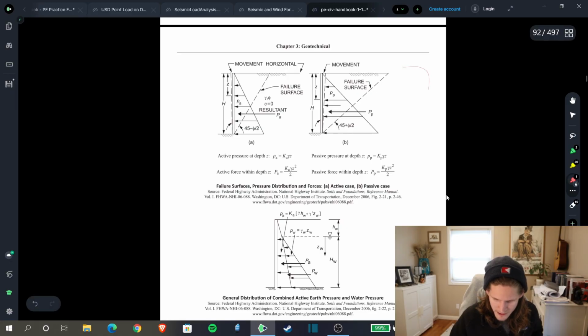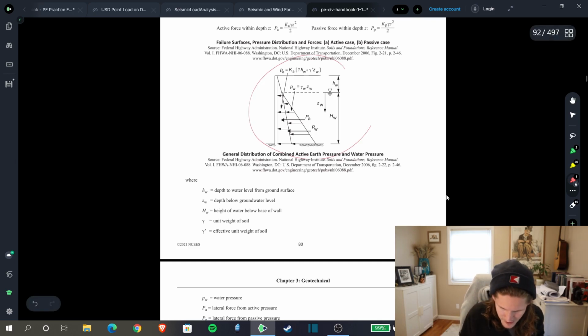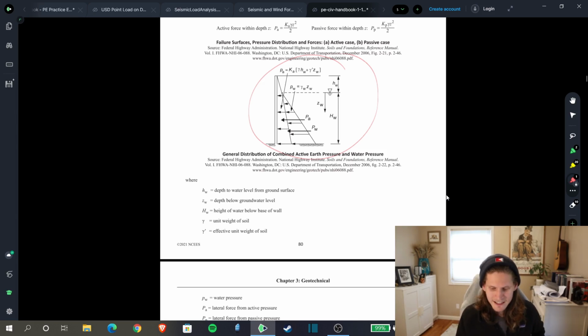They have multiple figures as you move through here, giving both a passive condition as well as an active condition. You move into retained soils with water tables behind them and some of the fancier equations that you get into. Again, great figures that are really needed to help you understand and get these problems right.